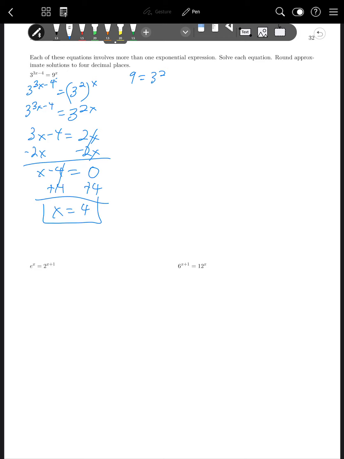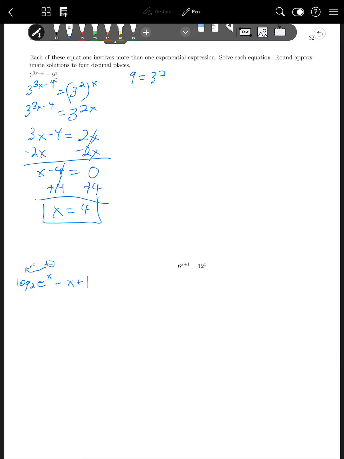Okay, and so now on to the last type of problem. So the last type of problem is where you cannot write both sides using the same base. So if you can't write both sides using the same base, you have a couple of options. But you need to get those exponents out. So one way you could do it is exactly the same way we did the ones on the previous page. So if I get this x plus 1 out of the exponent by moving the 2 to the other side, that's log base 2 of e to the x equals x plus 1.